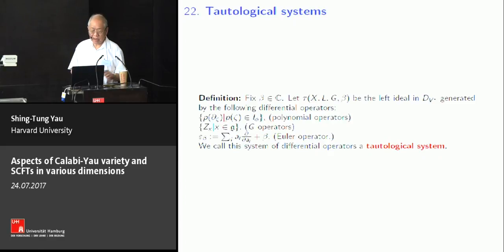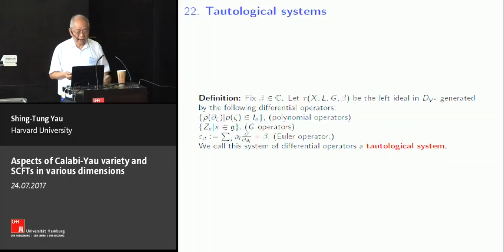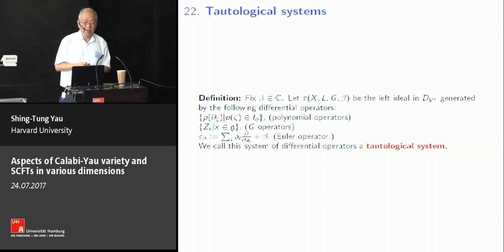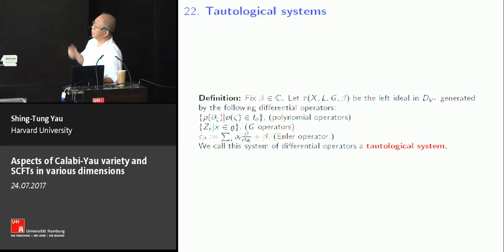all the possible polynomial operators that come from L phi. Remember what alpha is. Alpha is the ideal defining the embedding phi of X under the embedding. And C_x are the G operators. Remember, we have the T tau, which come from the toric action plus C star before. Now we just use this G, the Lie algebra of G. And then we have this Euler operator, which we define to be the summation of a_i d over da_i plus beta. This whole system of differential operators is the tautological system. So it's a left ideal in the D_V star generator.